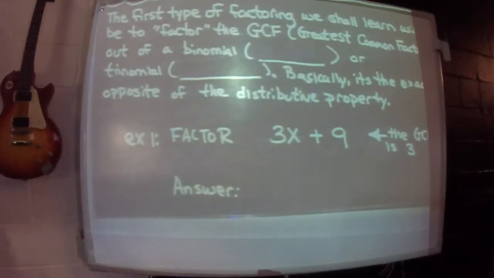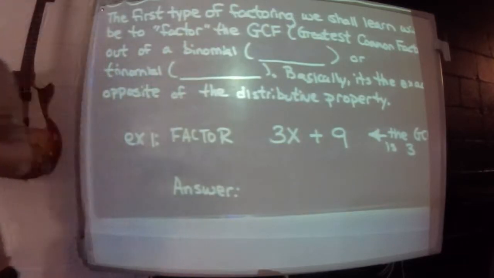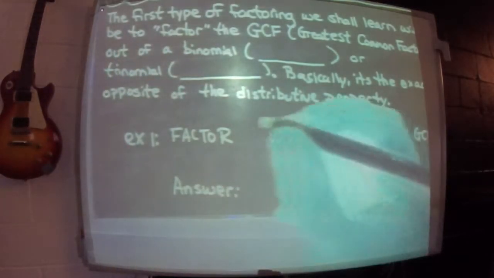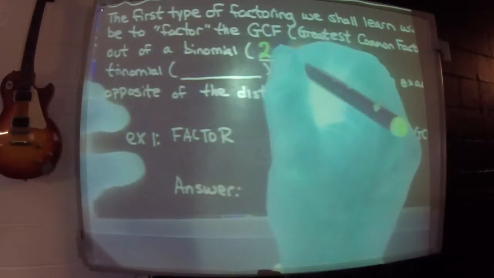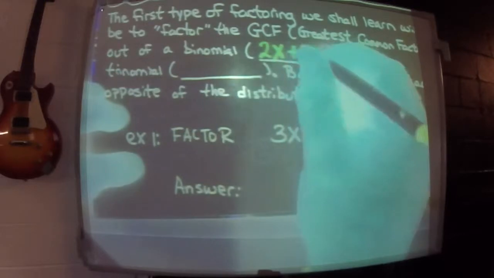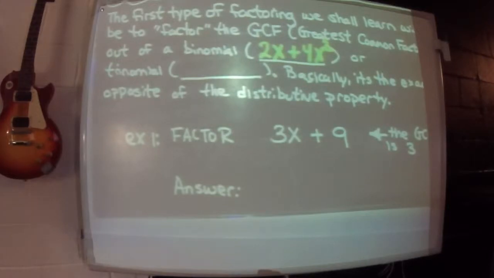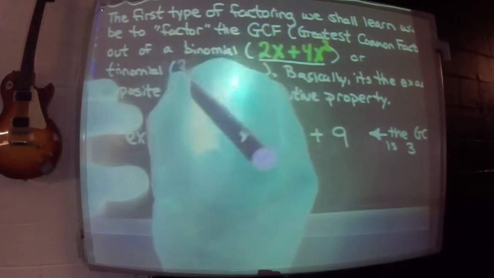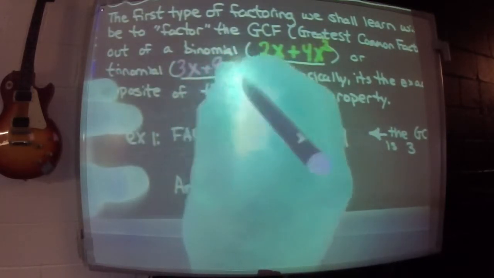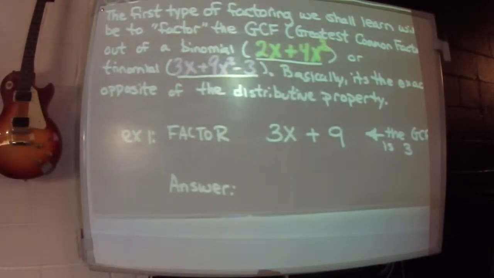But the first type of factoring, first of a few, is going to be factoring out the GCF, the greatest common factor of a binomial or trinomial. A binomial is how many pieces? 2. So I might have 2x plus 4x squared. Something like that. That's a binomial. We're going to factor something out of it. A trinomial is how many pieces? 3. So I got 3x plus 9x squared plus 3, or minus 3.